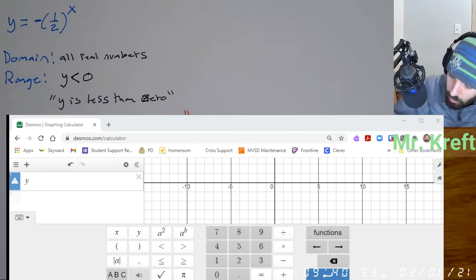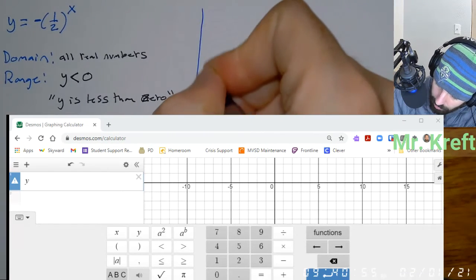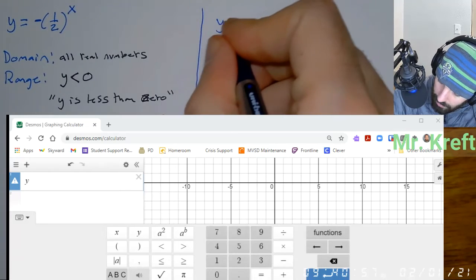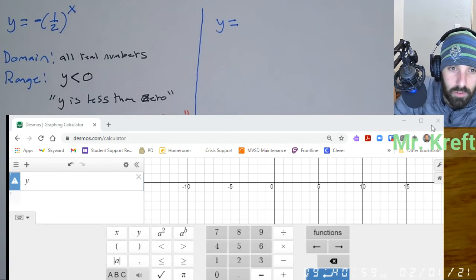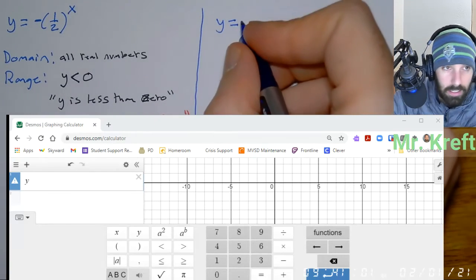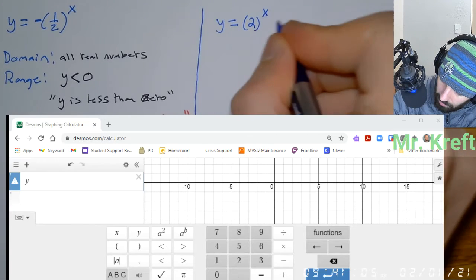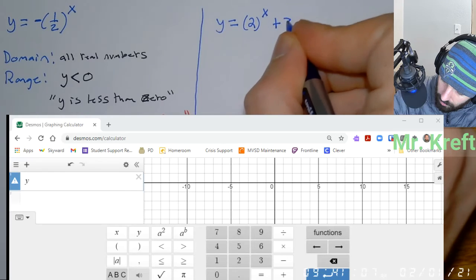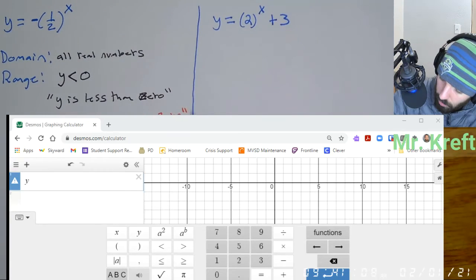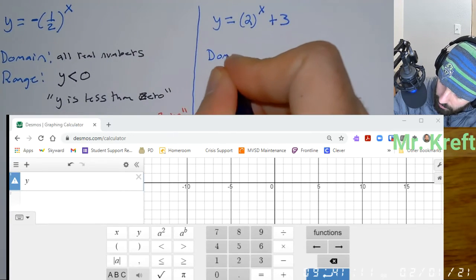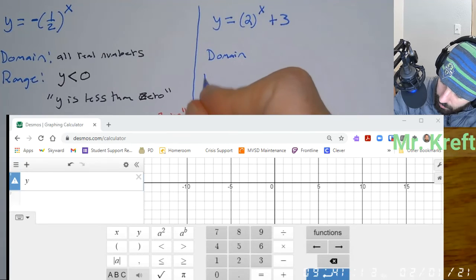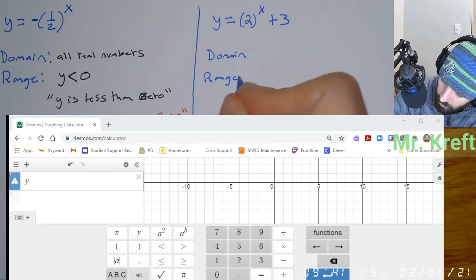There we go. So I'm going to do a new equation. We're going to do y equals, where am I going for time right here? Okay, I got 10 minutes. Let's try y equals 2 to the x plus 3. Okay, and I want you guys to find the domain and the range.